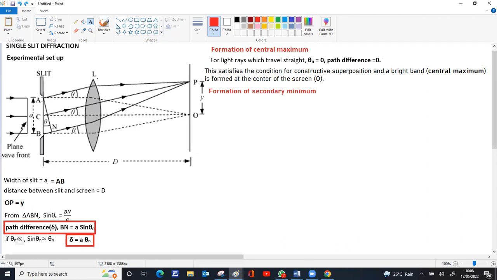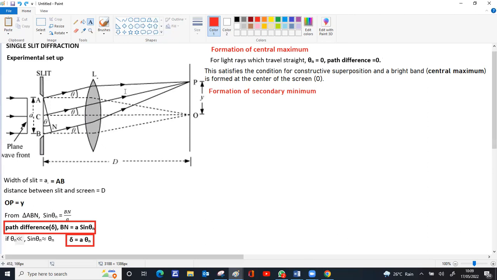Not only that, for every point from A to C, there's a corresponding point from C to B. Light from all these corresponding points reaches P with lambda by 2 path difference if A and C are lambda by 2. So the complete AC section light rays have counterpart light rays from C to B, all of which reach P with path difference lambda by 2. So the complete intensity of AC is cancelled by light rays from C to B. So P will appear as a point of darkness or minimum.